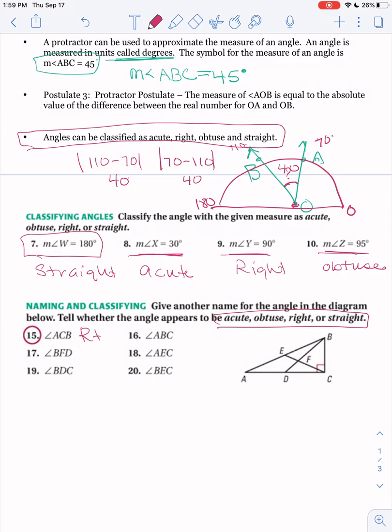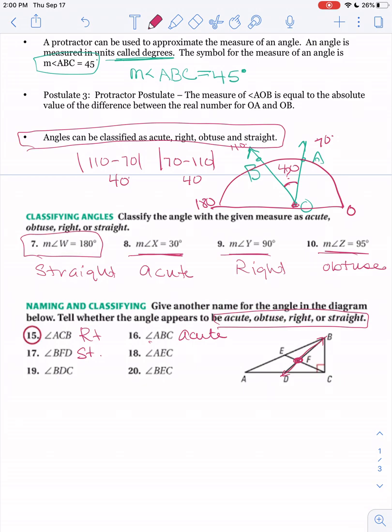Now we're talking about ABC. So start at A, go to B, stop at C. And you can see that looks less than 90. It looks like a squished down L. So I'm going to say that appears to be an acute angle. Let's look at angle BFD. Start at B, go to F, and stop when you get to D. You could see that's our straight angle. I know it looks like a straight line, but that's actually a straight angle.